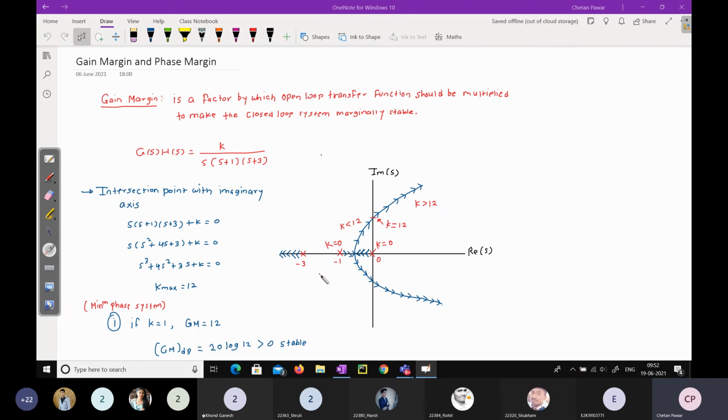Let us see if the current value of k is 1. The current k is at some point in the left hand side, where k is equal to 1. So by which factor should I multiply the open loop transfer function so that the system will become marginally stable? For marginal stability, the k value is 12. My current gain is 1. So by which factor should I multiply k so that my system becomes marginally stable?